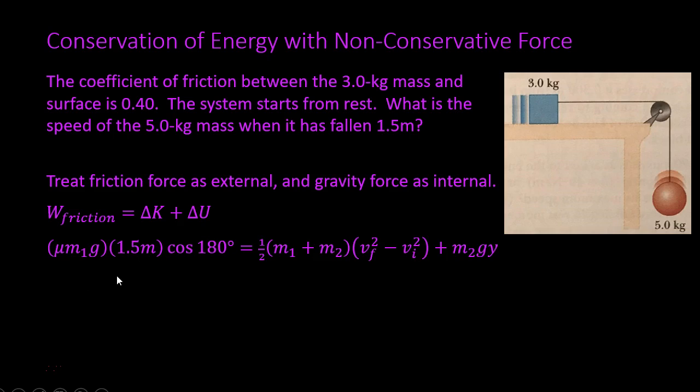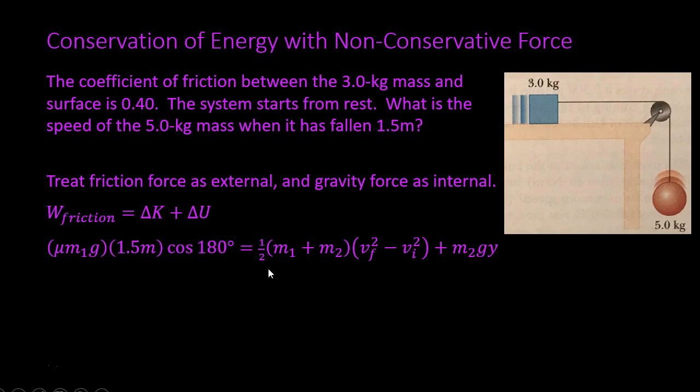Let's take a look at our setup here. This left-hand side is the equation for work. We know that the friction and displacement vectors are in the opposite direction, so it's going to be cosine of 180 degrees. This is the displacement, 1.5 meters, because we know that if this ball is falling 1.5 meters, this block is moving 1.5 meters to the right. The friction force is going to be the coefficient of friction times the normal force.